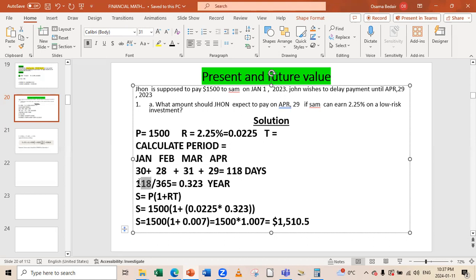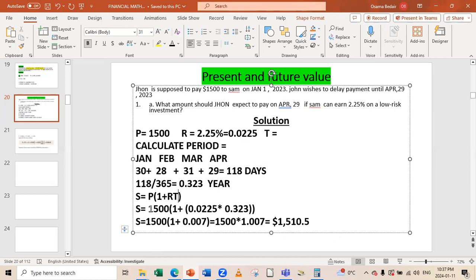So we'll say 118 days divided by 365, that will give me 0.323. It's a part of the year. I have to convert it into years. So 118 days divided by 365 will give me 0.323 year. Then I will say the future value, this is the formula of the future value, S will equal P multiplied by 1 plus RT.